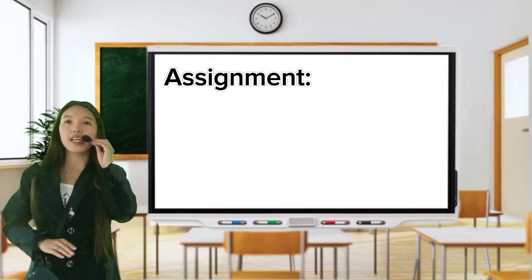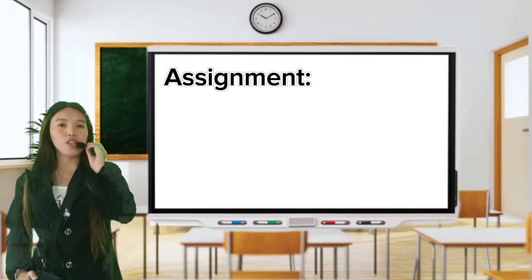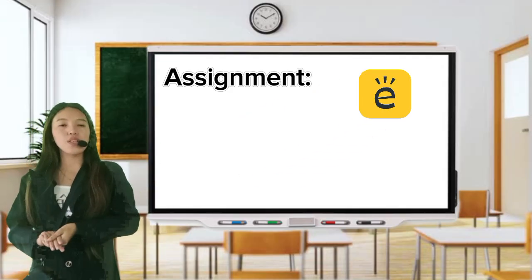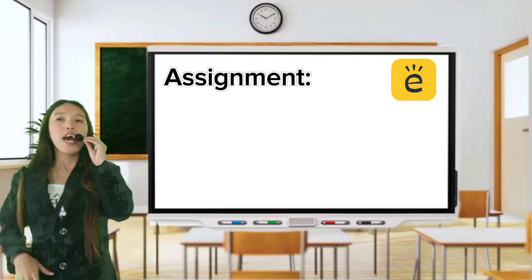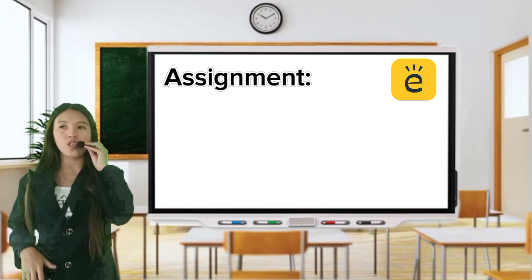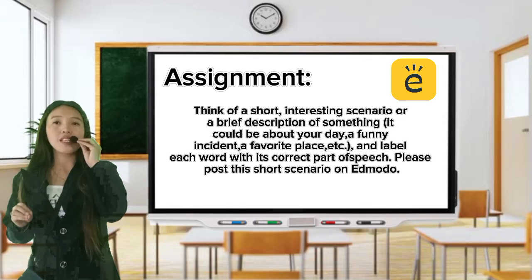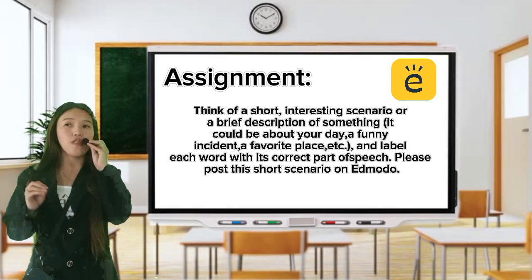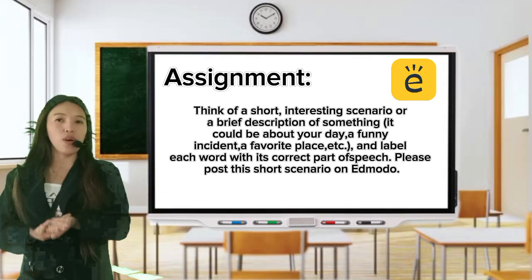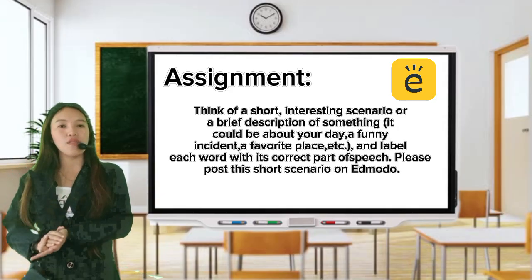To continue practicing what we've learned today, your assignment will be available on Edmodo. You will find several sentences and your task is to identify and label each word in those sentences with its correct part of speech. These exercises will help you solidify your ability to recognize and understand the function of each word type. Please submit your work through Edmodo by April 12 at exactly 11 p.m.